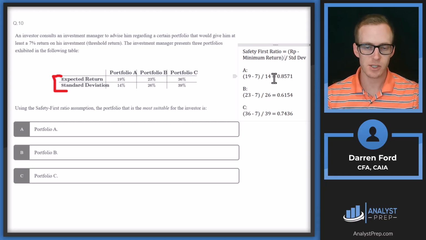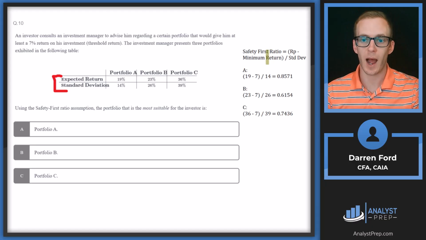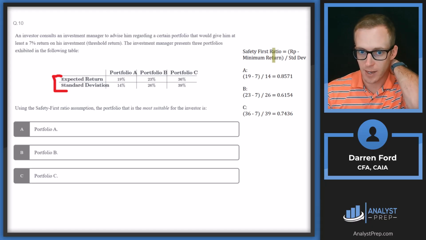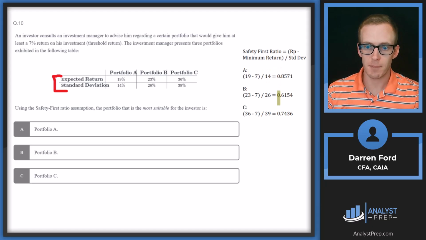So we don't necessarily need more return above our threshold. So if we're going to take risk above our threshold, we want that to be lower. And a lower risk relative to that return above the threshold is going to lead to a higher safety first ratio. And that's what we're going to want to go with for this answer. So we calculate that for A, B, and C, and we see that A is the highest at 0.8571. So pretty straightforward. We will go with answer A.